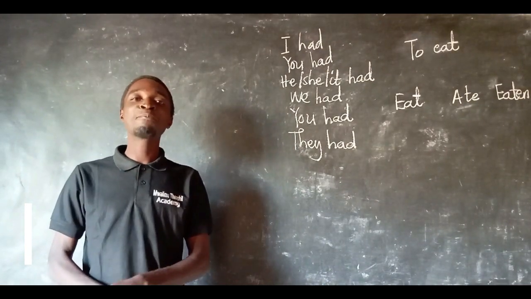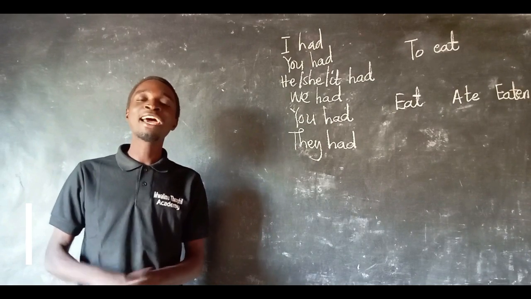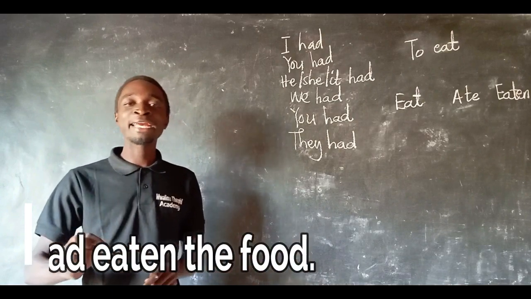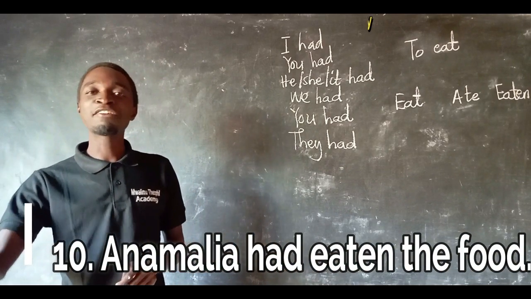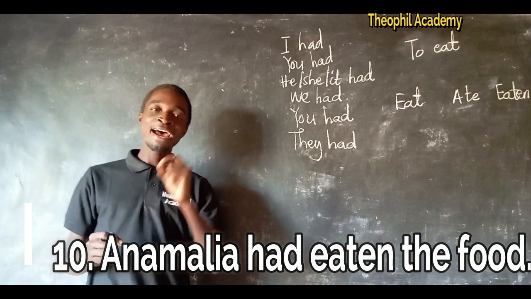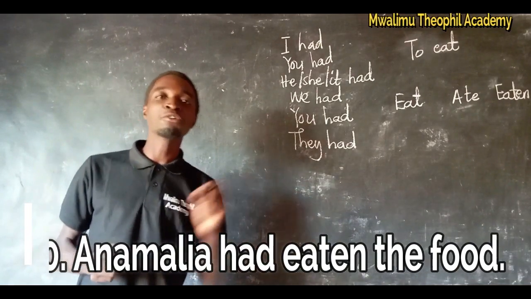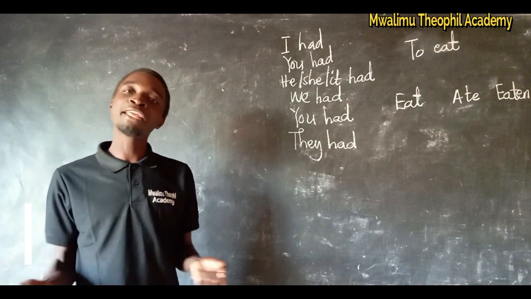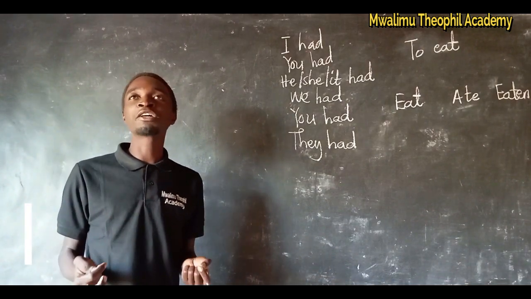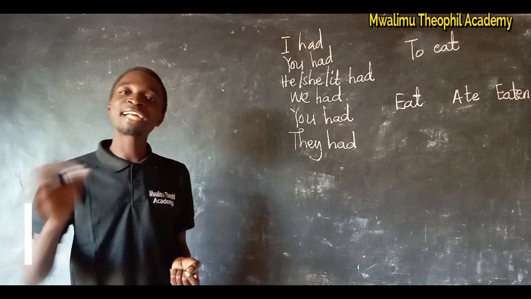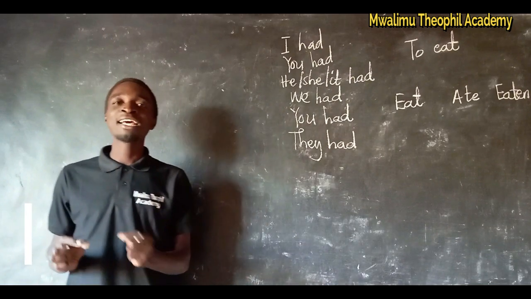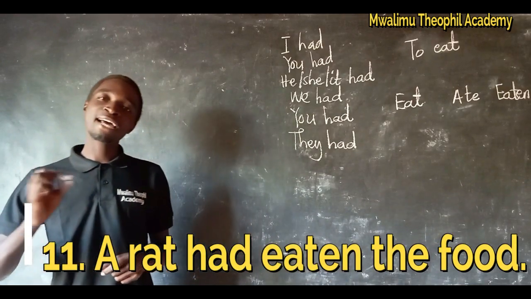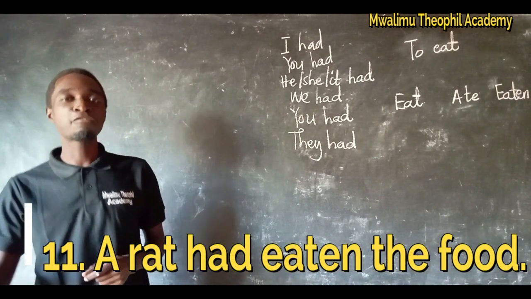What if it is the name for the girl? Like Anamalia. We are going to construct a sentence that Anamalia had eaten the food. What if it is a single name for an animal or an object? For example, let us say maybe a rat. We may construct a sentence that a rat had eaten the food.